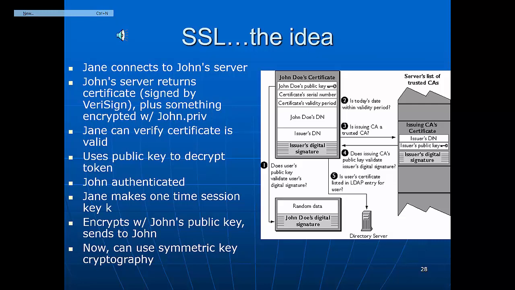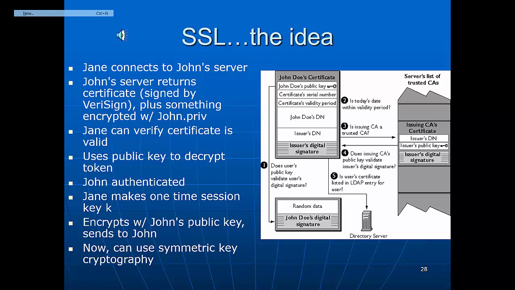So here's the idea. Jane connects to John's server, and John's server returns a certificate. Maybe it's signed by VeriSign, whatever, plus something that's encrypted with John's private key. Jane can verify that the certificate is valid, and how that can happen is a number of different ways.